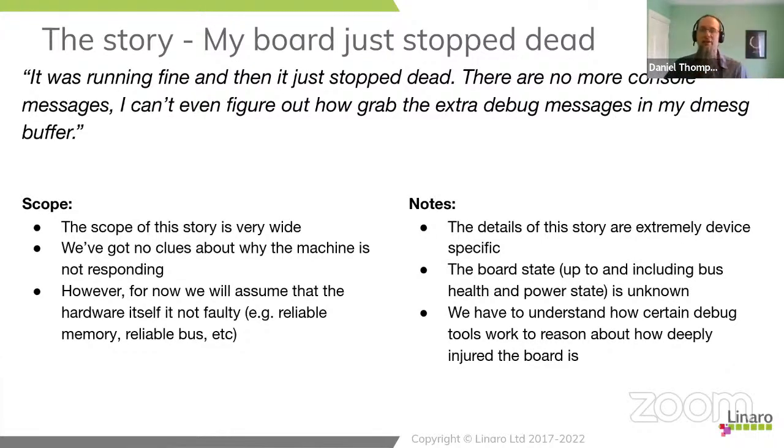So the details of the story, anything related to this stopping dead, can be extremely device specific. We're probably looking at either a deadlock in a driver or a bus lockup or things like that. So the board state, bus health, power state, we do not know. It could simply have decided to turn off its own regulator. That does happen. So we have to understand how various debug tools work in this position, because the board is somewhat injured. It has stopped. We don't know why. We don't know what state it's in. So one of the things we can do with debug tools is if we understand how they work, then when they stop working, that itself tells us something about the system that we can use for reasoning.